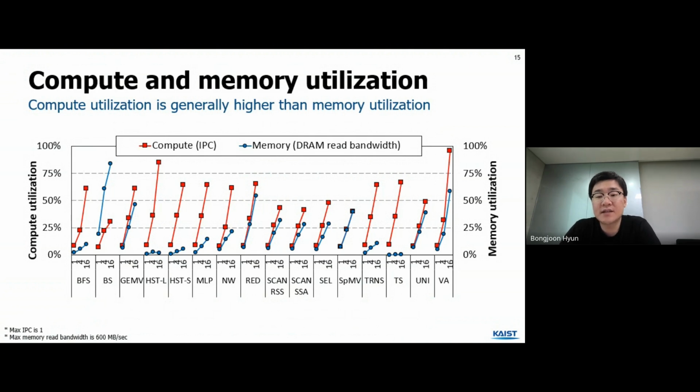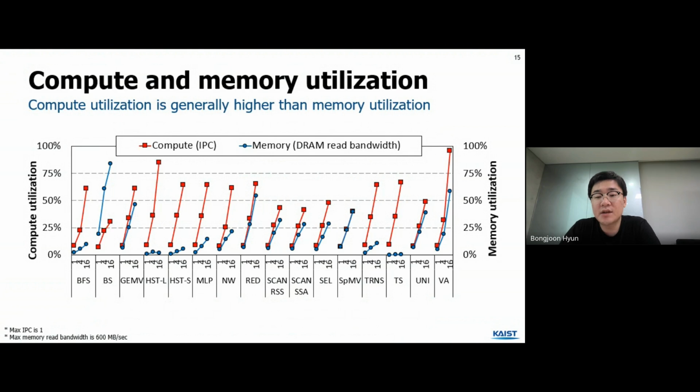The x-axis is the benchmark names with 1, 4, and 16 threads, and the y-axis on the left is compute utilization, and the y-axis on the right is memory utilization. The red line shows the compute utilization and the blue line shows the memory utilization.